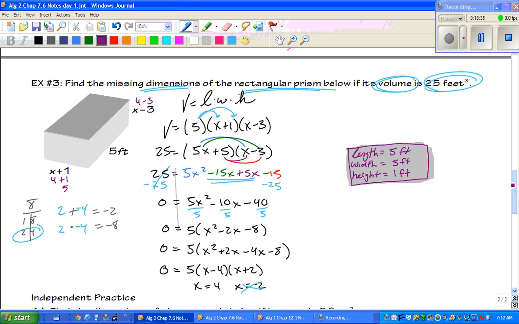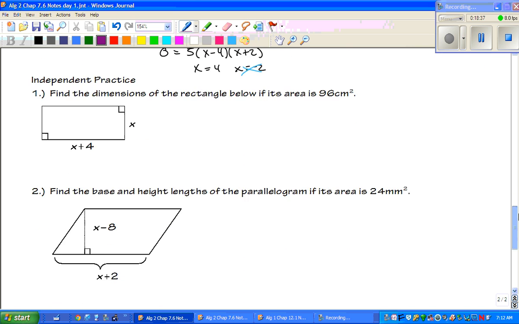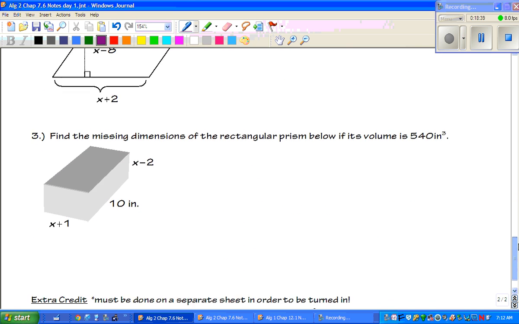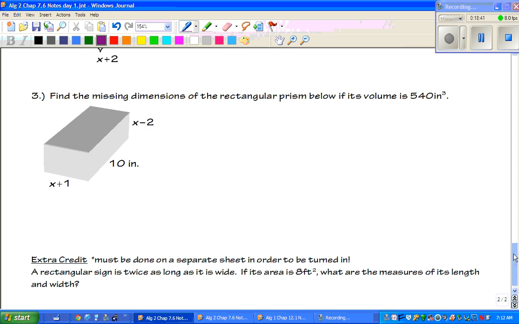And there you go. Now, your homework is below. It's the independent practice down here. You only have 3 problems, and then there is an extra credit. Now, if you're doing the extra credit, please read that it must be done on a separate sheet in order to be turned in. Okay?